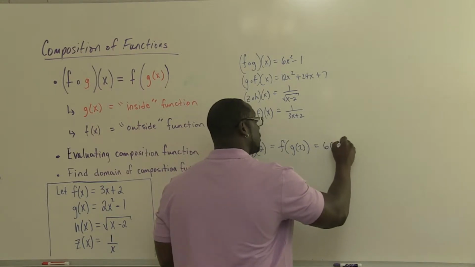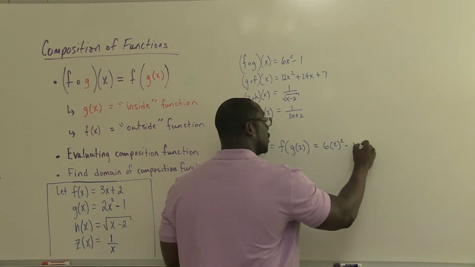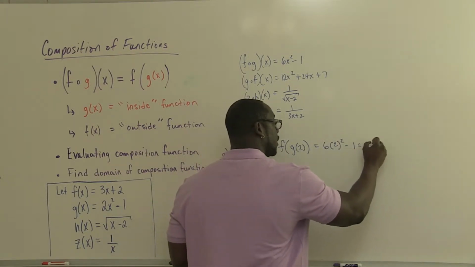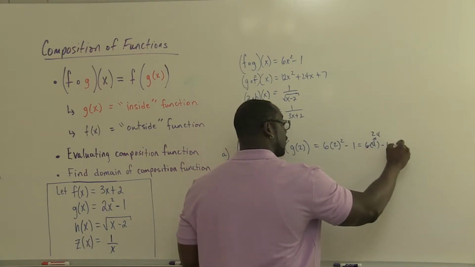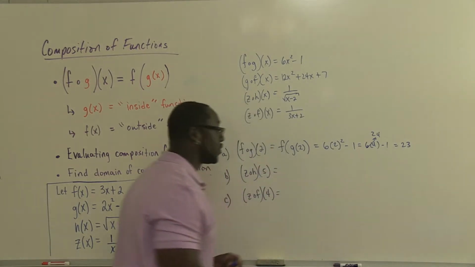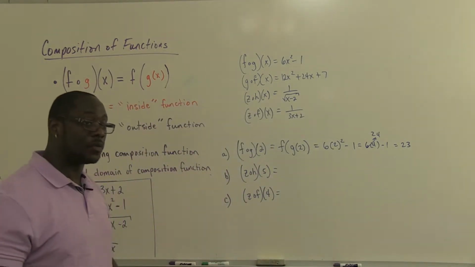So we plug in the 2, and then we know 2 squared is 4. This is 24, so our answer is 23. Okay, so that's one way.